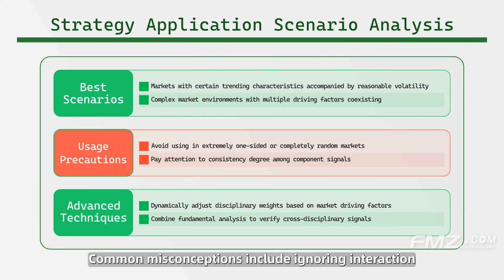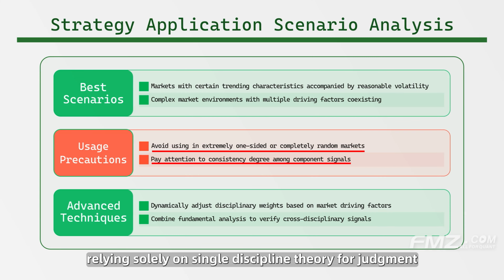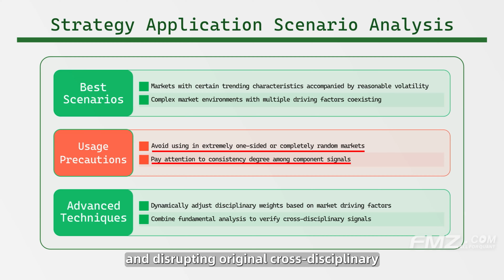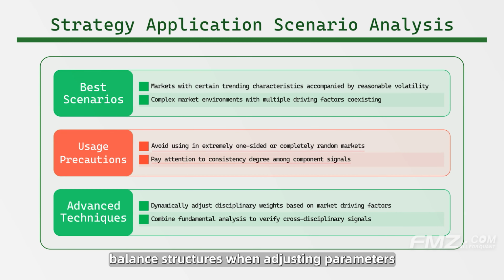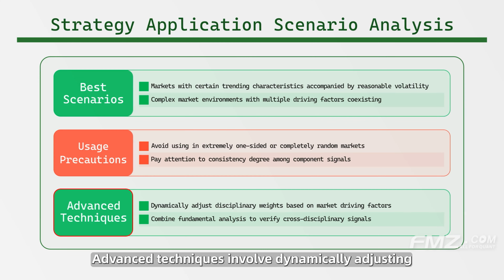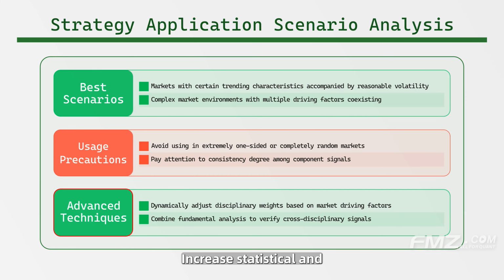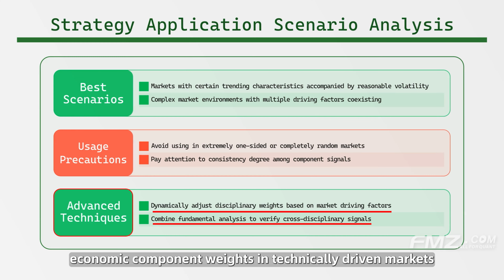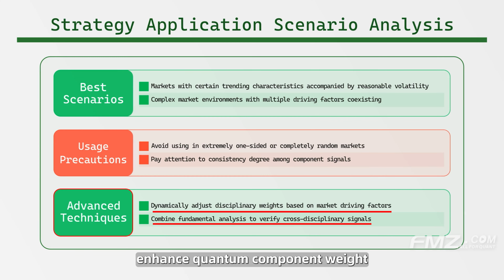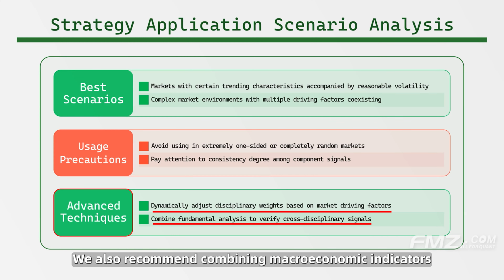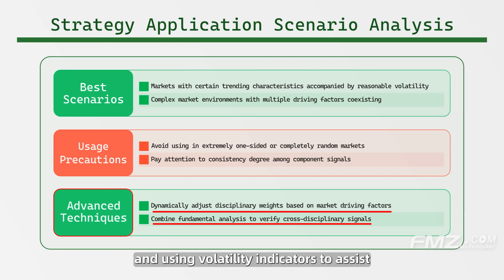Common misconceptions include ignoring interaction mechanisms between components, relying solely on single discipline theory for judgment, and disrupting original cross-disciplinary balance structures when adjusting parameters. Advanced techniques involve dynamically adjusting disciplinary weights according to market cycles. Increase statistical and economic component weights in technically driven markets, enhance quantum component weight when emotional trading prevails, and increase Lyapunov component weight during systemic risk periods. We also recommend combining macroeconomic indicators to verify economic component signals and using volatility indicators to assist quantum component analysis.